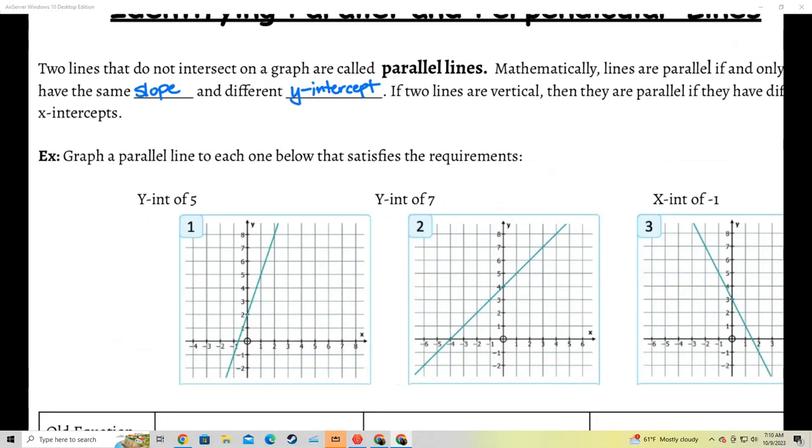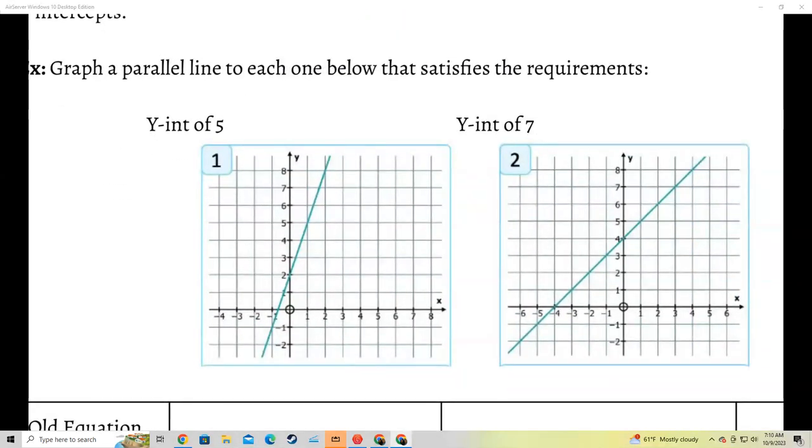So first of all, I want you to notice that for this one, I need to find the slope first, okay? I'm going to take a look, and I see from this dot to this dot, it looks like it went up 3 and right 1. So we're going to say that the slope is 3 over 1, which is 3. So I need this to have a y-intercept of 5, and it needs to have a slope of 3.